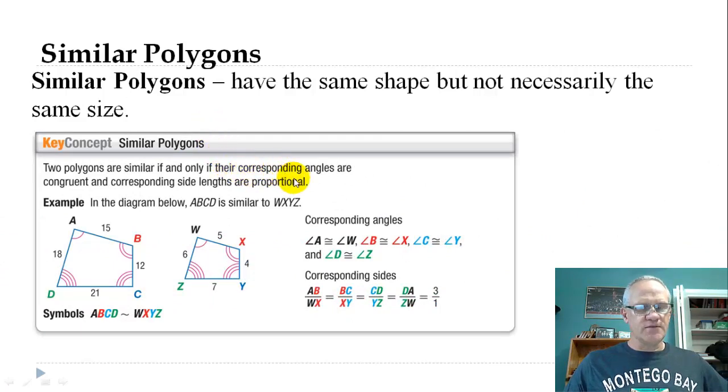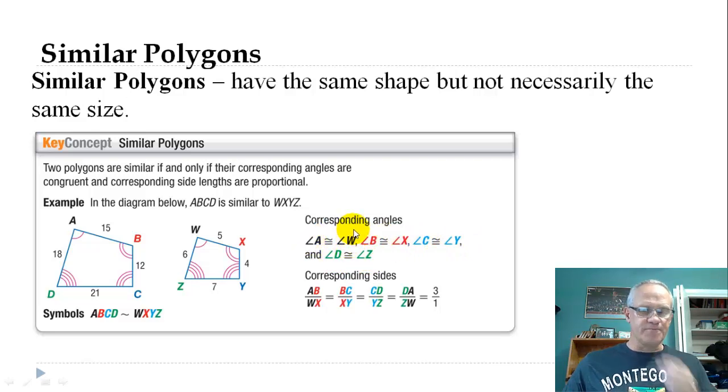First of all, if you think back when we talked about congruent polygons, one thing that we said was all the angles are congruent. Well, that's still true for similar polygons. So if you notice here, angle A is marked as being congruent to W. B is congruent to X. C is congruent to Y, and D is congruent to Z. So in similar polygons, just like congruent polygons, all the angles are congruent. When you list them out, A is congruent to W, B and X are congruent, C and Y, and D and Z are all congruent.